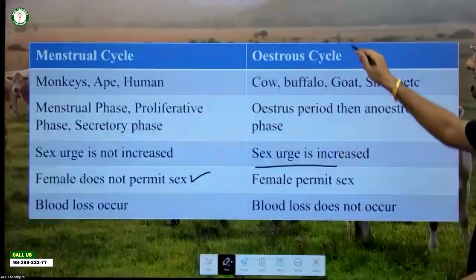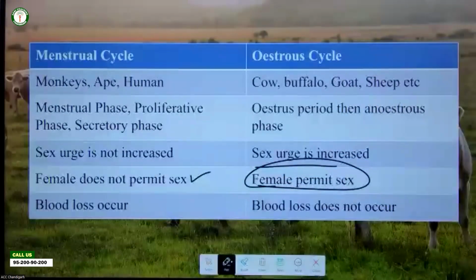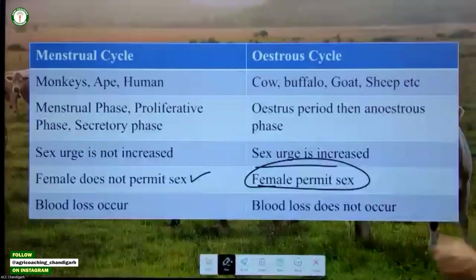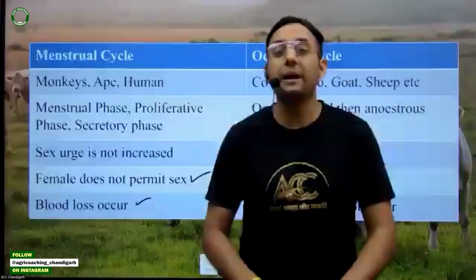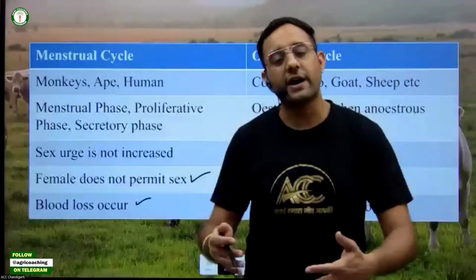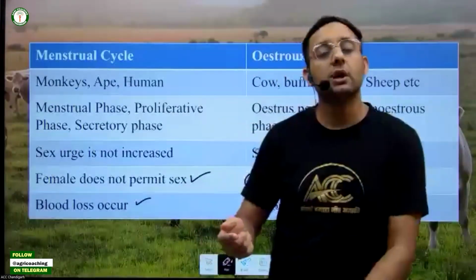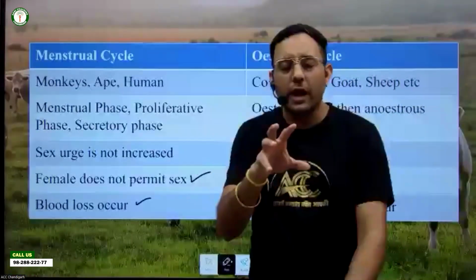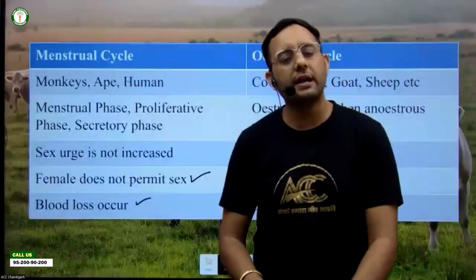But here, at the time of the estrous cycle, at the time of the heat period, the female will permit sex. The female will even move towards the bull for mating. In the case of the human female, blood loss will occur. This is why females use sanitary pads. Why? Because blood loss occurs, so to absorb that blood, females use sanitary pads.